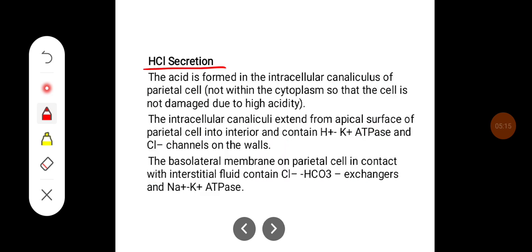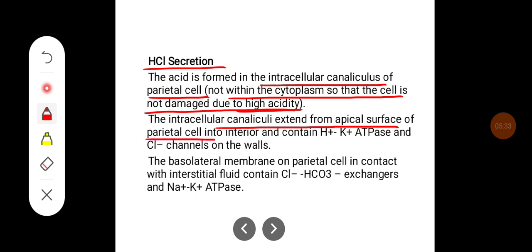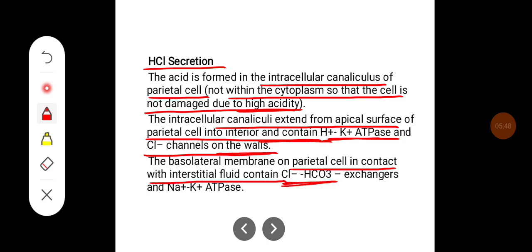Coming to the hydrochloric acid secretion, the acid is formed in the intracellular canaliculus of parietal cell, that is, not within the cytoplasm, so that the cell is not damaged due to the high acidity. The intracellular canaliculi extend from apical surface of the parietal cell into the interior, and they contain hydrogen potassium ATPase and chloride channels on the walls. The basolateral membrane of parietal cell is in contact with the interstitial fluid and contains chloride bicarbonate exchangers and sodium potassium ATPase.